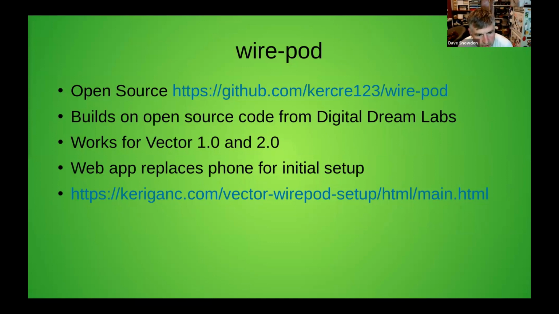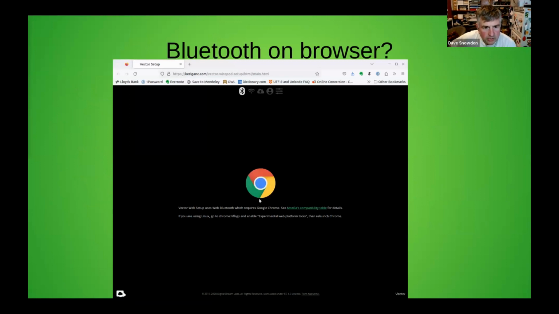Yeah, it works for the old Anki Vectors and also the newer 2.0 Vectors. And it has a web app that replaces the phone for initial setup. You can go to this website here, kerriganc.com Vector WirePod setup, and that replaces the phone app for setup. So that's how I managed to get my Vector online, even if the service was dead and even if the phone app wasn't working.